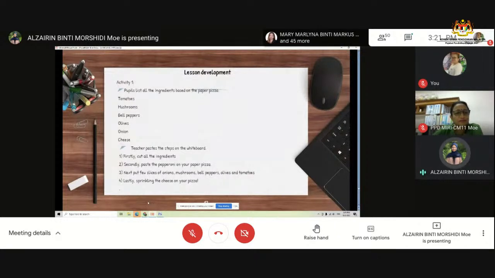Okay, activity 1. Pupils list all the ingredients based on the paper pizza because they already have that prior knowledge. So teacher, you ask your students to list all the ingredients to make a pizza. So what the teacher can do is paste the steps on the whiteboard. You can use sentence strips or you can just write on the whiteboard, depends on you. Okay, so these are the steps.